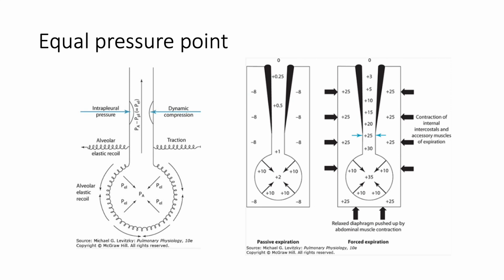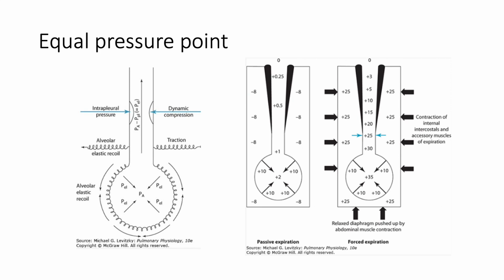All right, let's talk about something called the equal pressure point. This is the point along the airway during forced exhalation where the pressure inside the airway equals the pressure outside, so that's the pleural pressure. And if the pleural pressure exceeds the airway pressure, the airway can collapse, but normally the equal pressure point is in the larger airways, which have cartilage to keep them open.